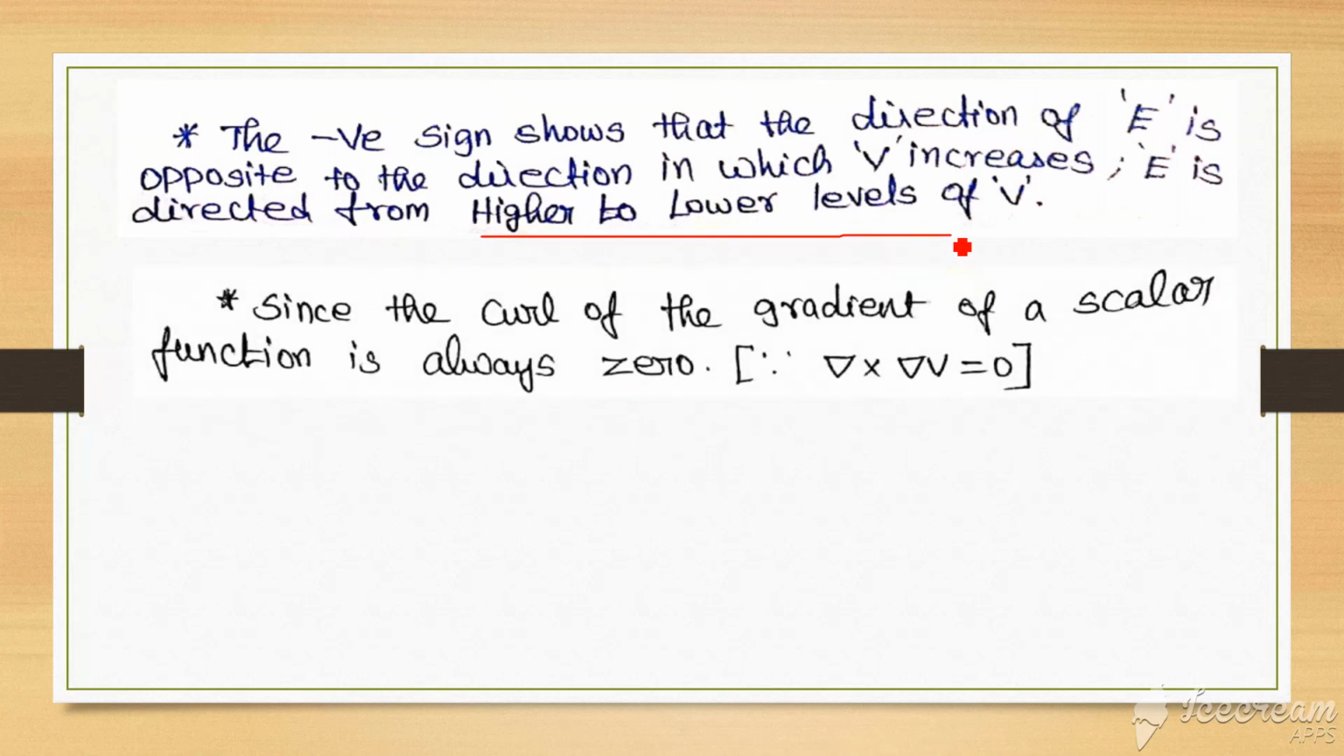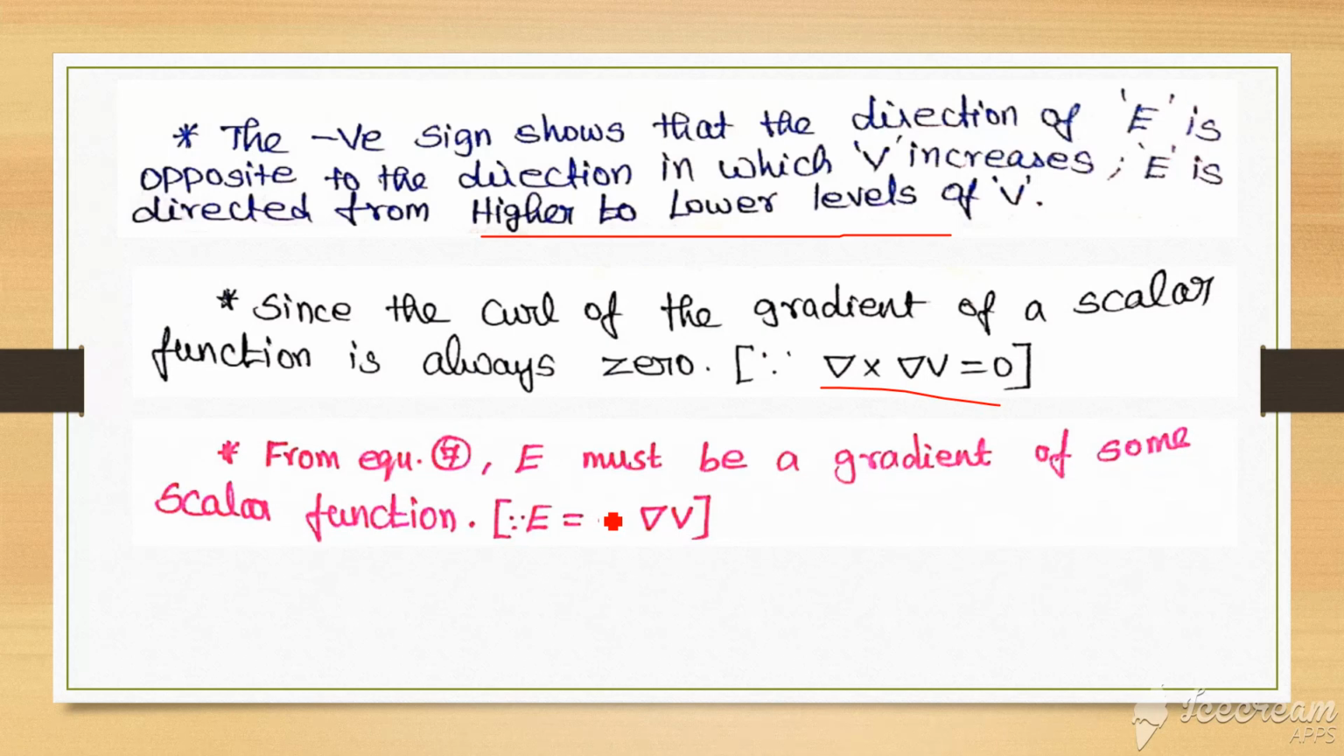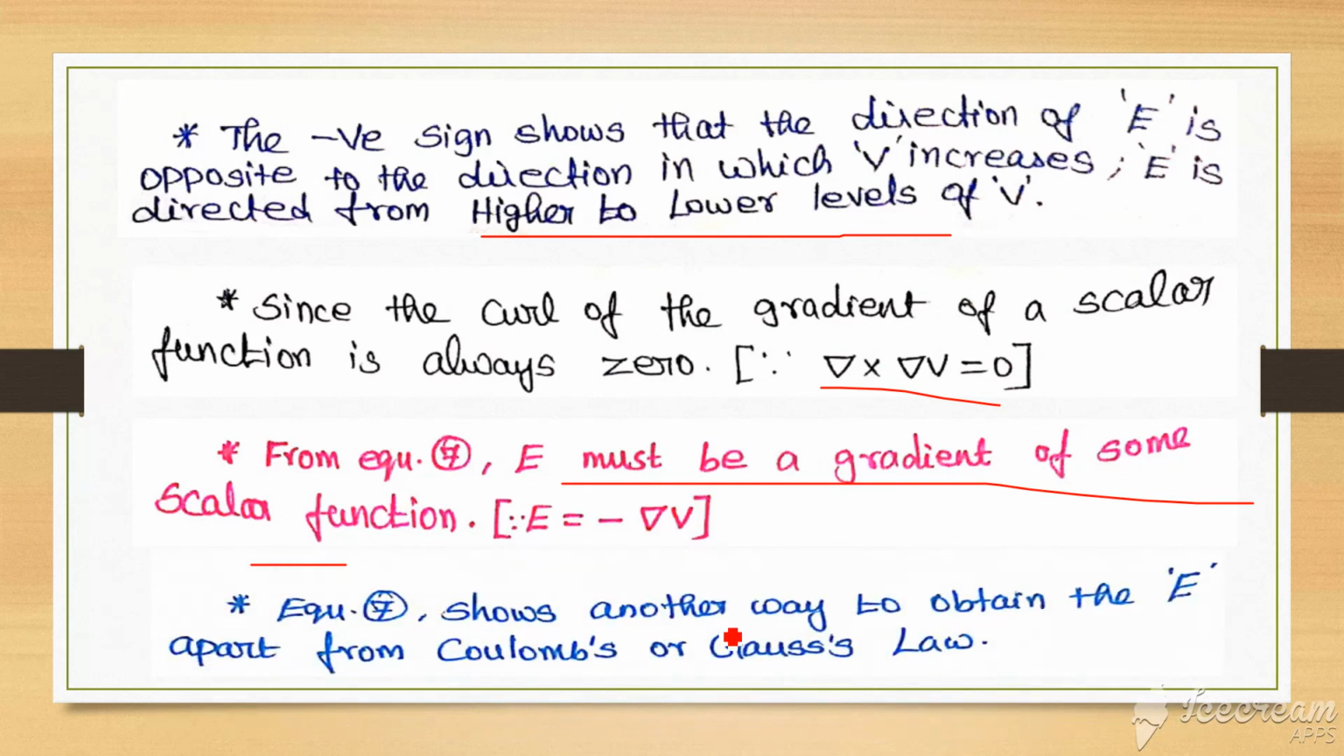Since the curl of the gradient of a scalar function is always 0, del cross del V is equal to 0. This is equation 7. From equation 7, E must be the gradient of some scalar function, therefore E is equal to minus del V. This is another way to obtain E, apart from Coulomb's law and Gauss law. This is the third way to obtain the E value.